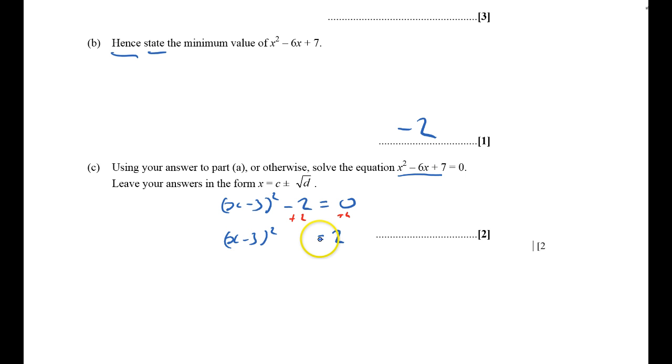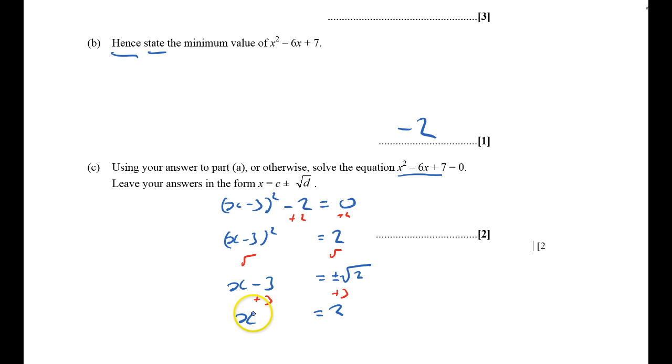I then need to get rid of the squared bits, so I need to square root both sides, and that will give me that x minus 3 equals the square root of 2, but actually it's going to be plus or minus the square root of 2. And then finally I need to get rid of the minus 3, so I add 3 to both sides, and then when we write that down, that will just leave me with x on the left hand side.